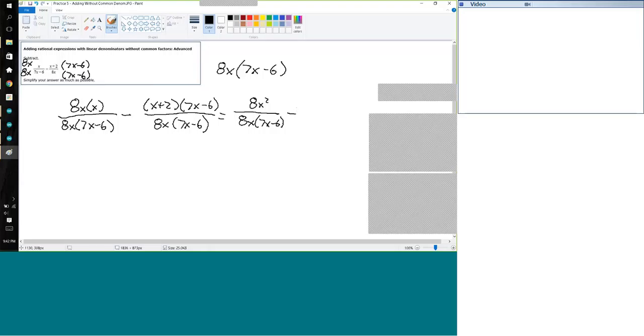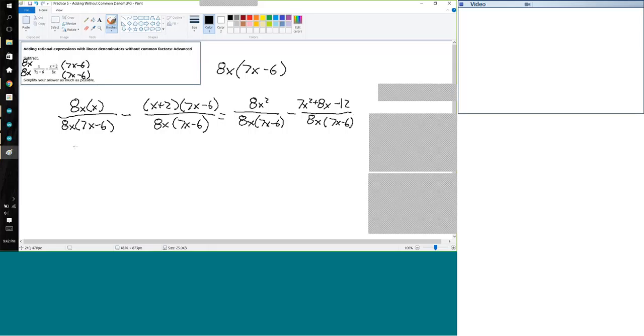Minus, if we distribute this one, x times 7x is going to give us 7x squared. Since we got that 7, we're going to do 7x times 2 is a positive 14x, and then 1x times negative 6 is negative 6x. 14x minus 6x is a positive 8x. Then positive 2 times negative 6 is negative 12, divided by our denominator.